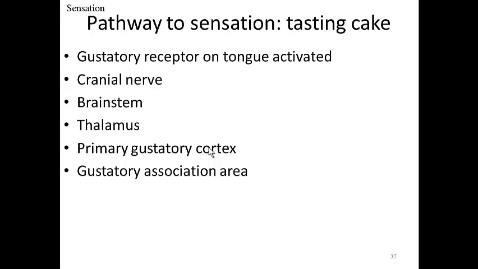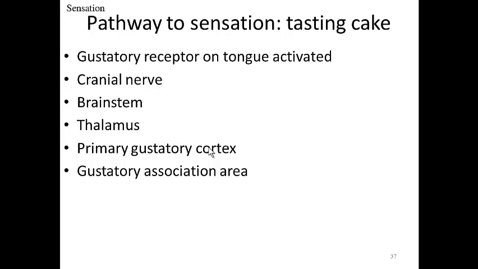But now, here's a pathway that we didn't talk about, tasting cake, right? That's always a fun thing to do. So the first thing that happens is we put the cake in our mouth and we activate gustatory receptors on our tongue. A signal is then sent through a cranial nerve to the brainstem, through the brainstem to the thalamus. This is very, very, very important information.